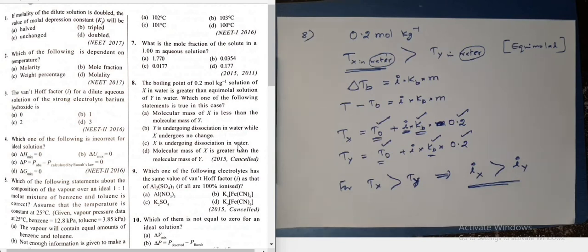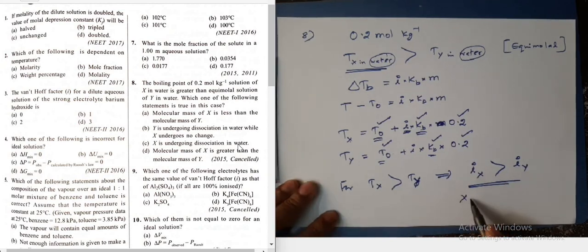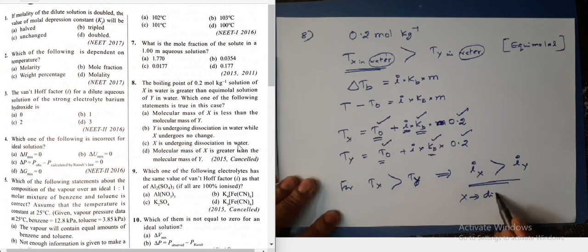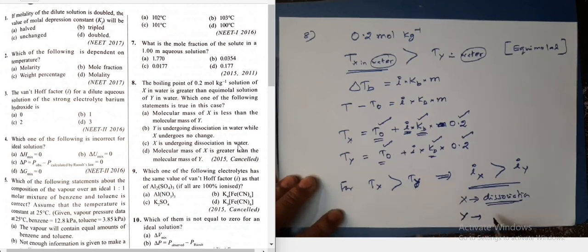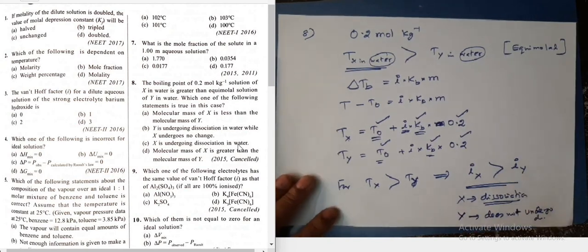You know very well, if the van't Hoff factor is high, it means X should undergo more dissociation. So X should undergo dissociation, that's the meaning. If X undergoes dissociation, the van't Hoff factor will be more. If the van't Hoff factor is more, the boiling point will be more. Assume that Y does not undergo dissociation. Let us assume like that. So based on this, you can easily answer.